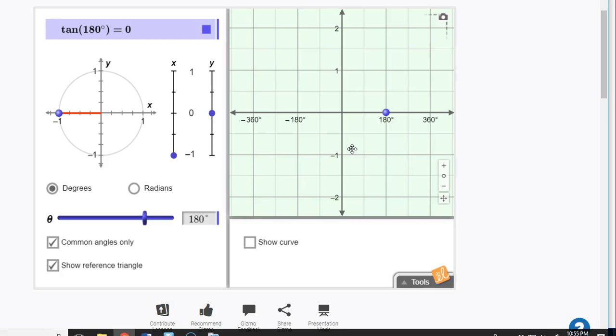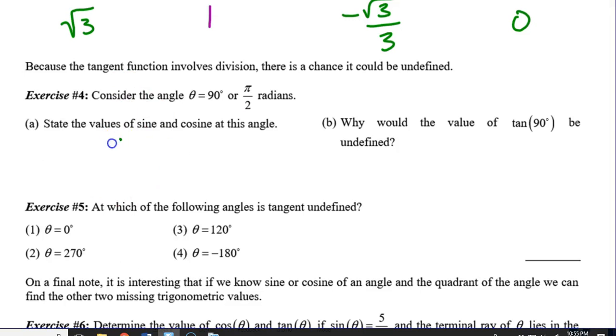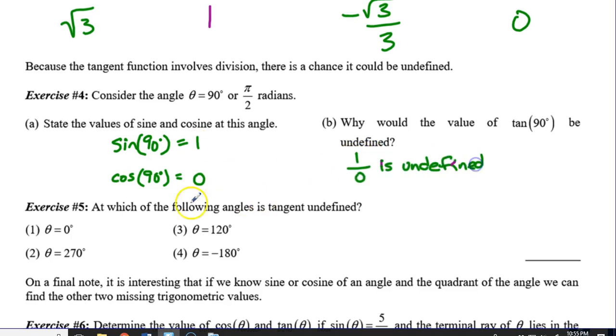Okay, so hopefully you paused and thought about why it is undefined at 90 degrees. So the sine of 90 degrees, or pi over 2, and the cosine. Sine of 90, well, that's a 1. Cosine of 90, that's a 0. So when I divide 1 by 0, 1 over 0 is undefined. Okay?